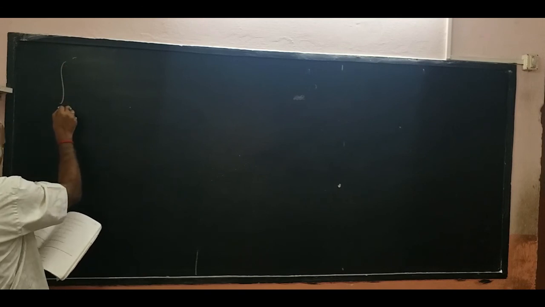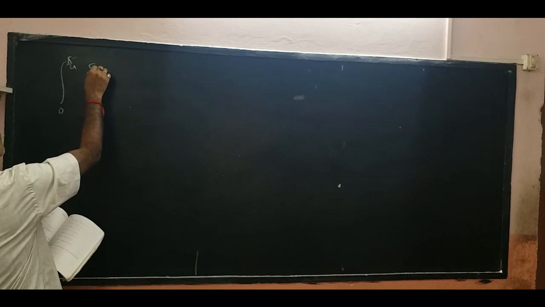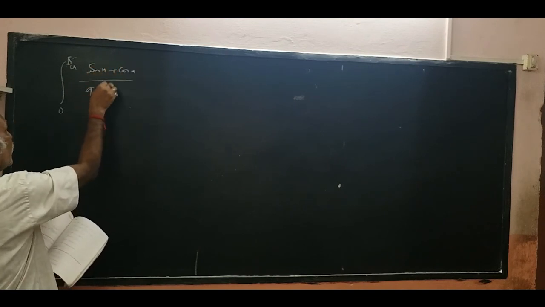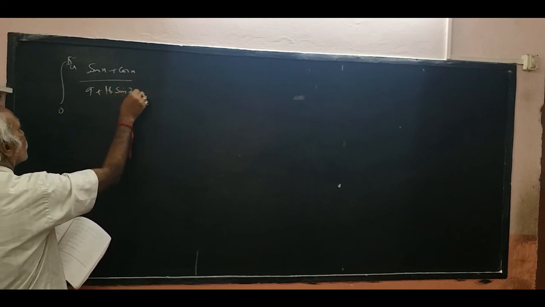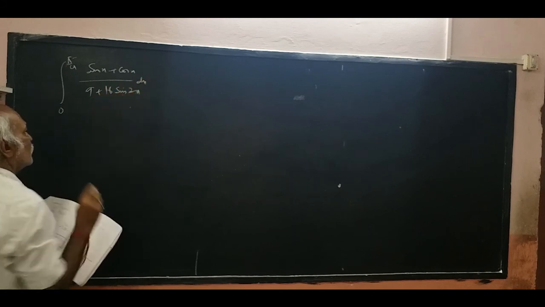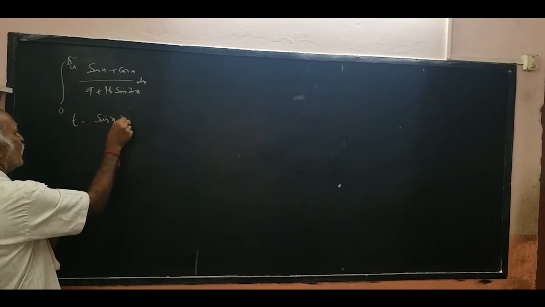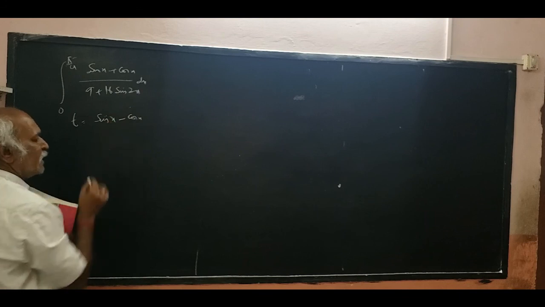Integration of 0 to pi by 4, sin x plus cos x by 9 plus 16 sin 2x dx. Now look at the substitution here. Let t is equal to sin x minus cos x. I am not putting sin x plus cos x.